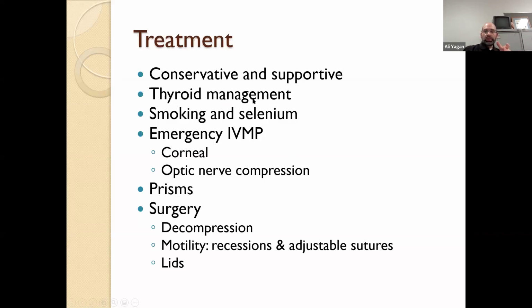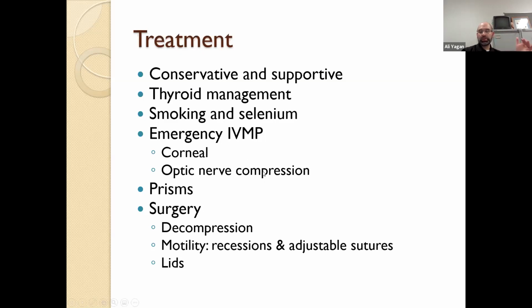For the thyroid ones, again, you manage the thyroid, you give them selenium, you ask them to stop smoking. In the emergency cases, you give them IVMP, intravenous methylprednisolone, especially when there is nerve compression or corneal problems. In the acute stages, usually either observation or prisms, but once they're into the non-active stage, when it's becoming fibrotic, obviously you can offer them surgery.